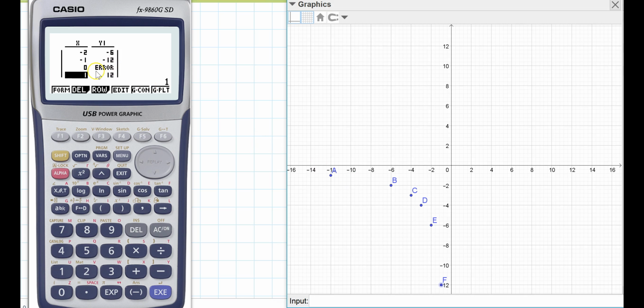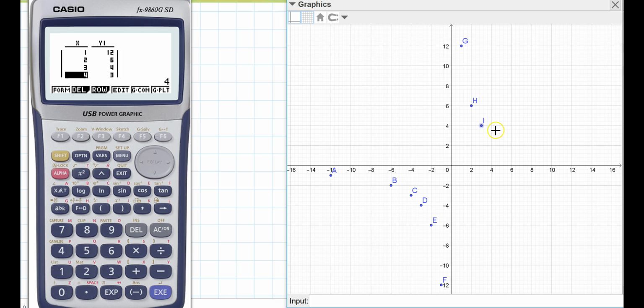But then we've got this situation where x is 0. It says there's an error. I'm going to look at that a little bit later. But let's look at some other points we've got over here when we go and look at the x values when they're positive. So when x is 1, y is 12. When x is 2, y is 6. When x is 3, y is 4.